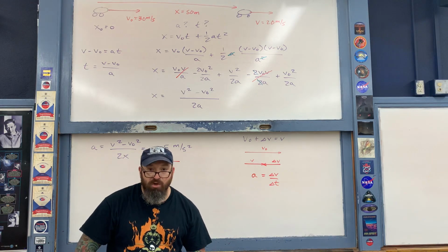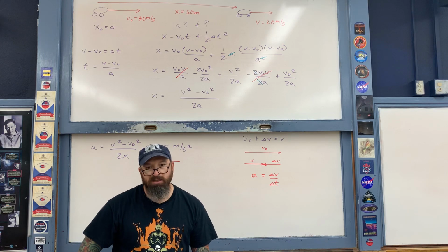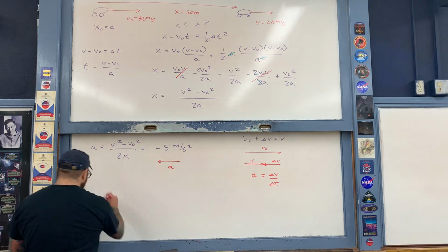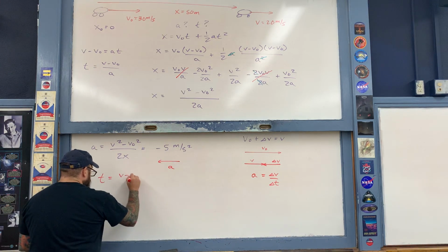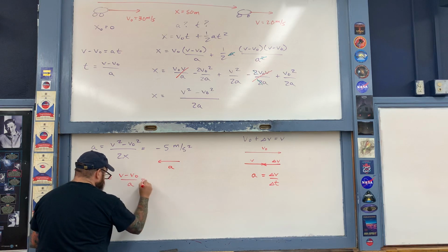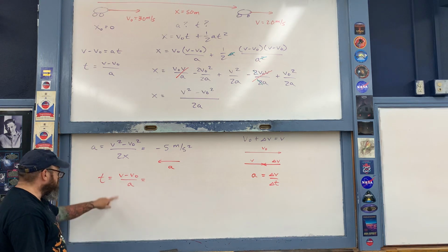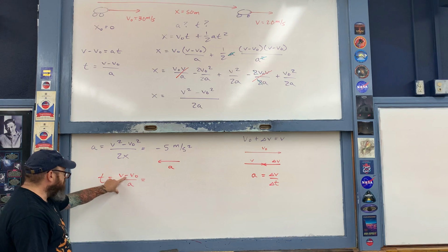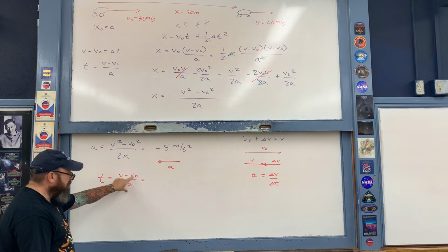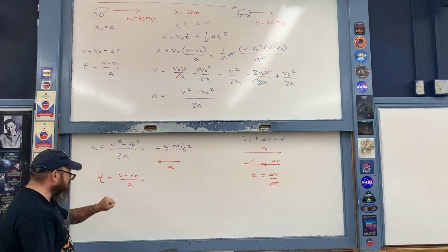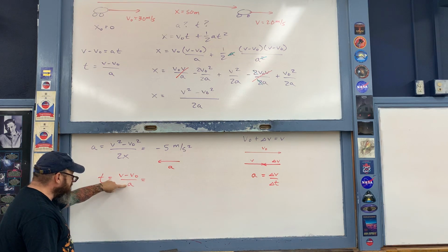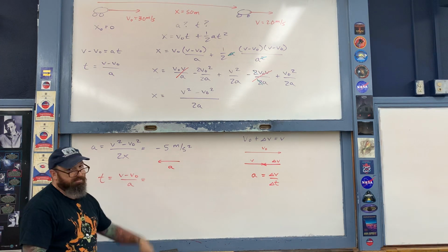And now that I've solved for the acceleration, the remainder of the example is easy. That is, we need to find the time. So the time t, which remember from earlier was v minus v naught over a. And now we plug in our numbers. 20 meters per second minus 30 meters per second. We'll get a negative number here in the numerator of the expression, but now also in the denominator of the expression, we have a negative number as well.